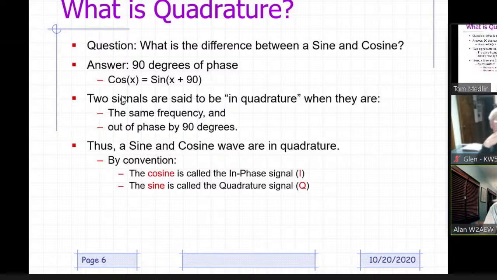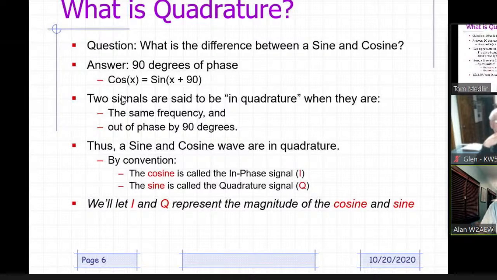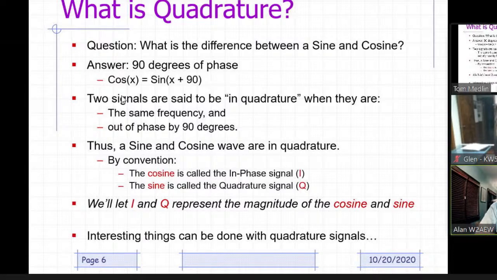That's where we get the I and Q from when we talk about IQ signals. It really is just representing the phase relationship between two signals. So we'll let I and Q represent the magnitude, the A parameter on a sine and cosine waveform. That multiplier at the beginning of our wave, we'll call I when it's the cosine wave, and Q when it's the sine wave. Now, there are some very interesting things we can do with quadrature signals. So why do we care? Hopefully this next slide will help you see why.